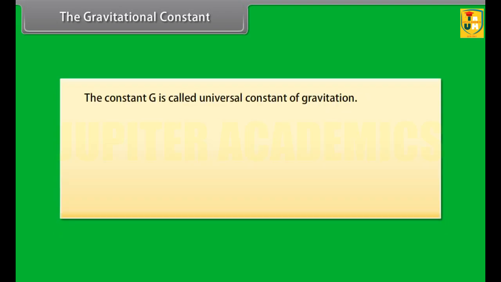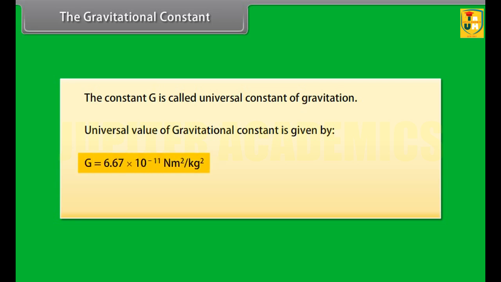The gravitational constant. The constant G is called the universal constant of gravitation. The universal value of the gravitational constant is given by G is equal to 6.67 times 10 to the power minus 11 newton meter squared per kilogram squared. The dimensional formula of G is M to the power minus 1 L cubed T to the power minus 2.